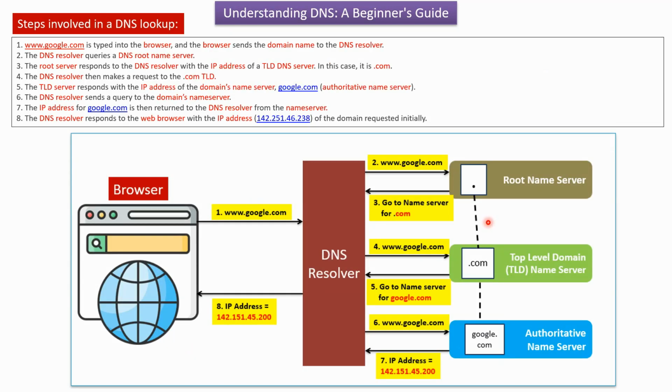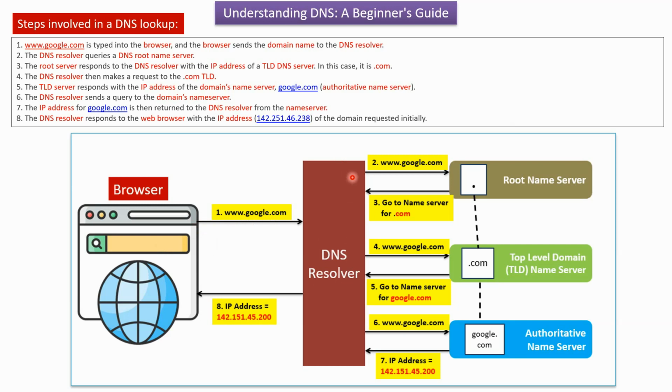Now we will see what are the steps involved in DNS lookup. Here you can see DNS servers. Here you can see DNS resolver. Here you can see your computer, which is the browser. The user types the domain name www.google.com into the web browser. The browser sends the domain name to DNS resolver.